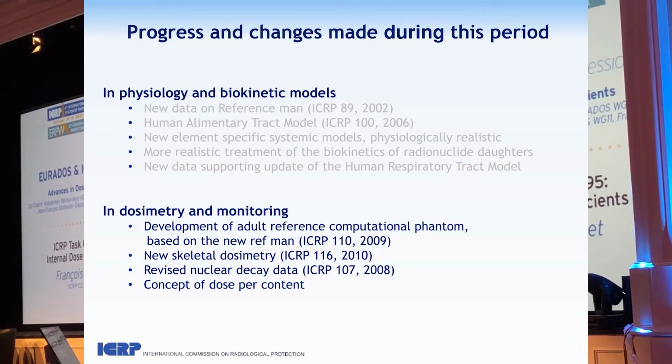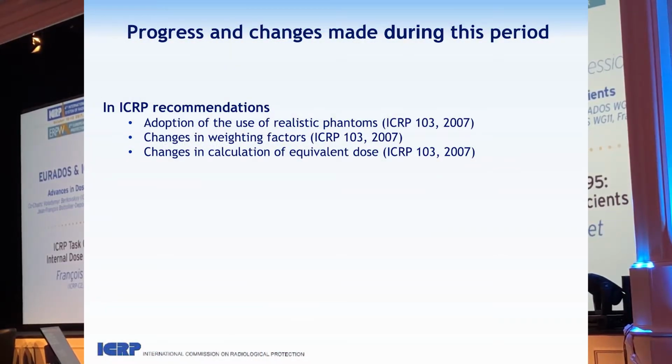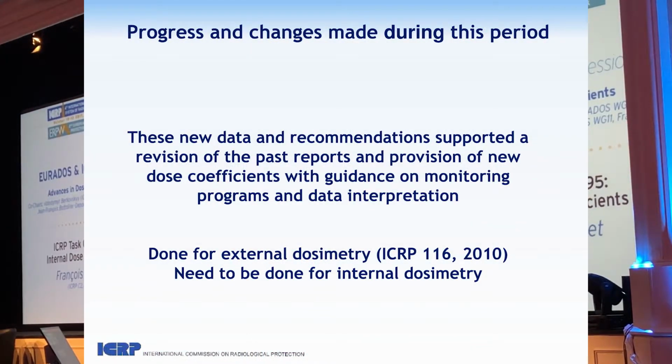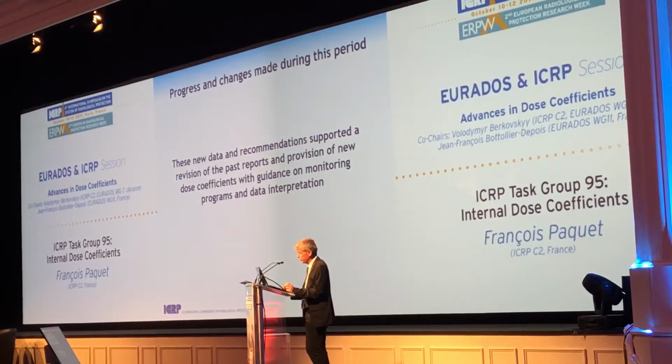We also had much progress in terms of dosimetry and monitoring. We heard before the break of the development of the adult reference computational phantoms, so I will not come back on that. We also had in the last ICRP recommendations, in ICRP 103, the adoption of this realistic phantom, the change of weighting factors, the change in calculation of equivalent doses, etc. And all the progress made during this last period really leads us to revise the previous coefficients and to provide new dose coefficients with guidance on monitoring programs and data interpretation.